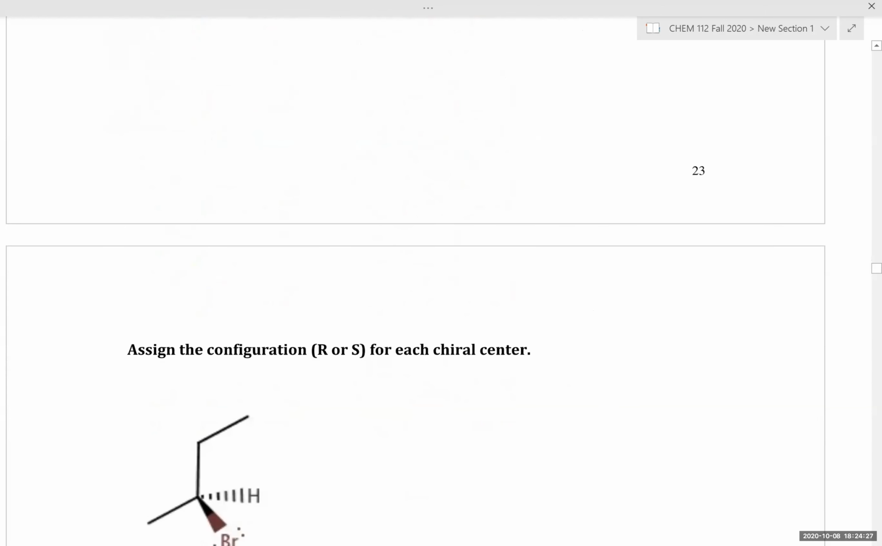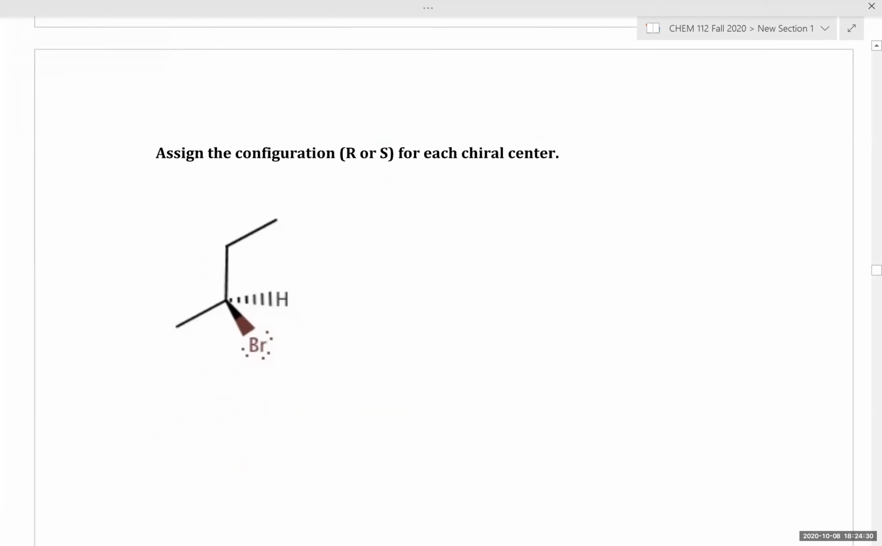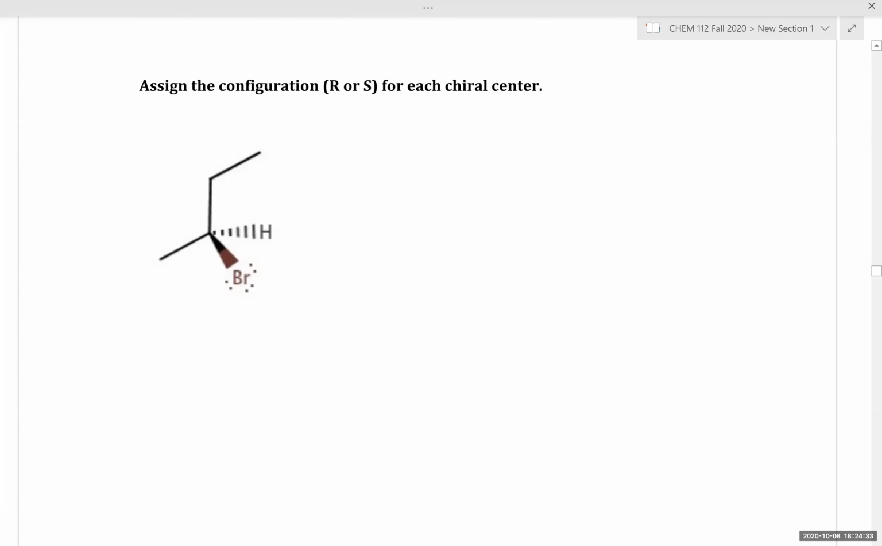Okay. So let's look at an example now, and this will be the last example that we work on for today. I'd like you to look at the following structure, and I'd like you to assign the configuration as R or S for this chiral center. If possible, I'd like students to use the annotate feature to label your group priorities, but I'd also like students to share their proposed configuration assignment in the chat. And we'll discuss this example in about 2 to 3 minutes.